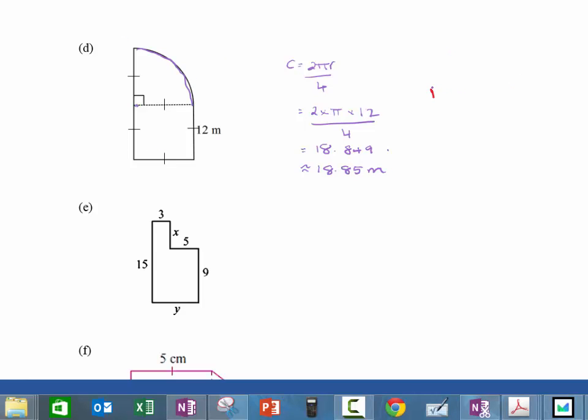And what we have to do now is we actually have to find the circumference, or sorry, the perimeter. So the perimeter of this is my curved part, which was 18.85, plus I've got 1, 2, 3, 4 lots of 12. So I'm just going to write that as 4 lots of 12, or you could have written plus 12 4 times, and you get an answer of 66.85 meters.